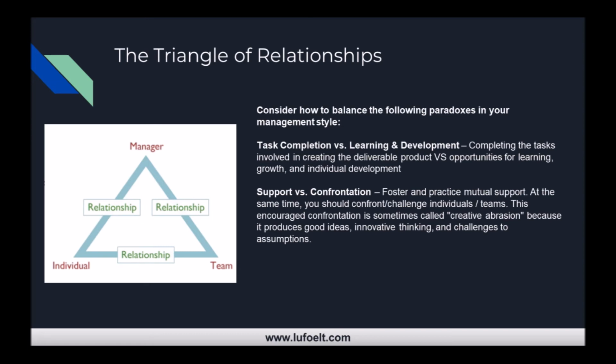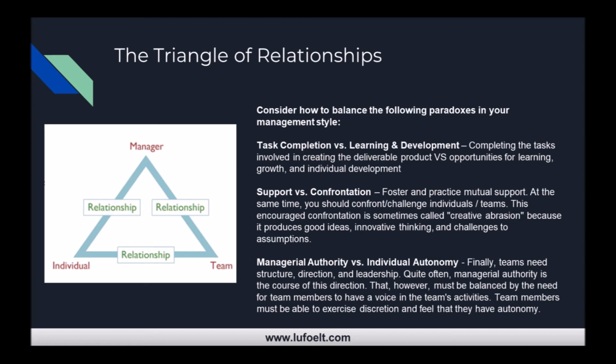And as you get to know the individual members on your team and understand these dynamics better, you will be able to more effectively know when to support them and when to confront them. All right, and then the last paradox that we're just going to talk about today is managerial authority versus individual autonomy. So basically, teams need structure, direction, and leadership, of course. So that's where you come in as a manager. But managerial authority can sometimes lead to people, individual members of a team or a whole group, feeling like they don't have any ability to make a decision.